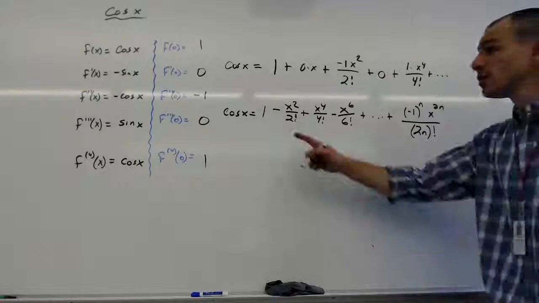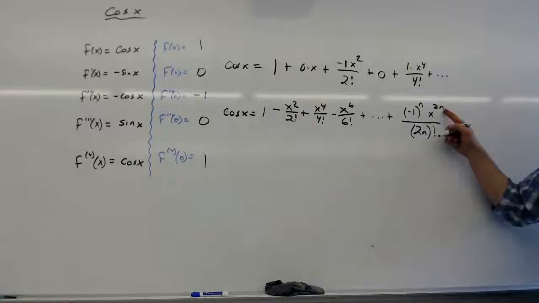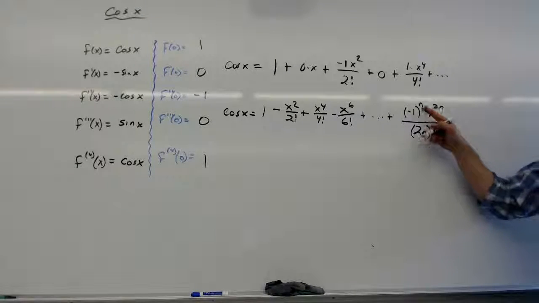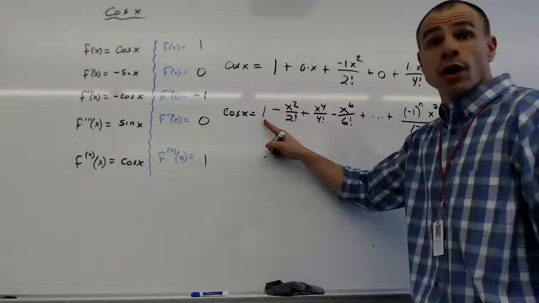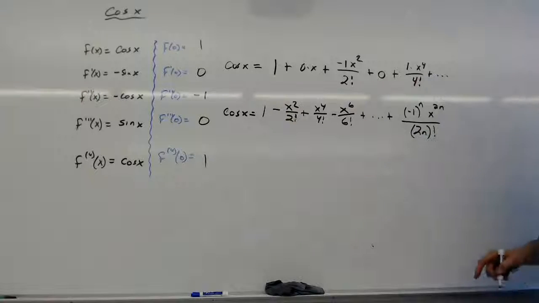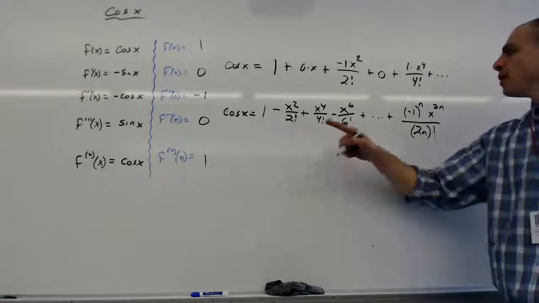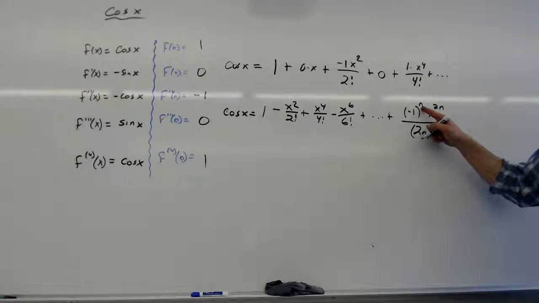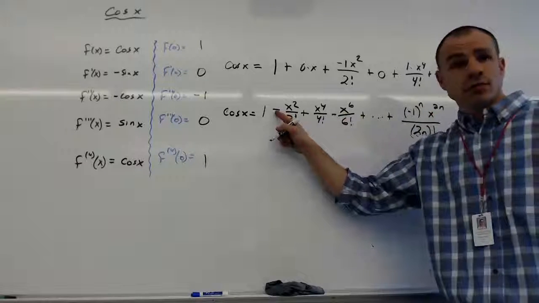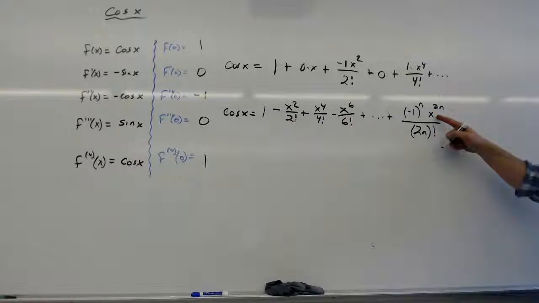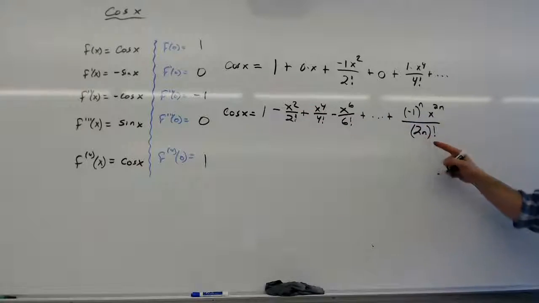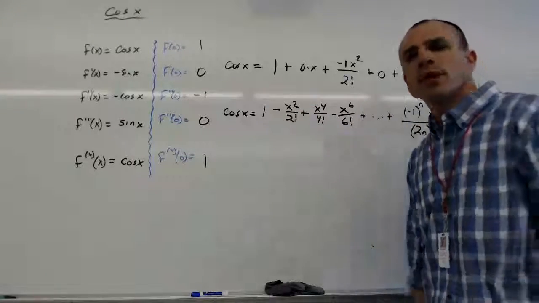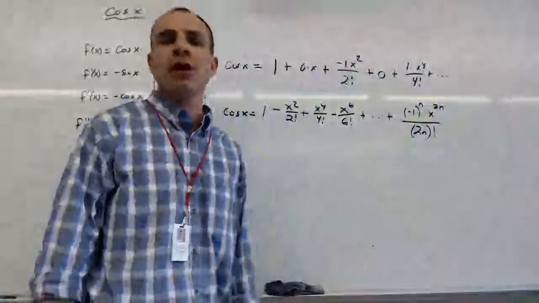So when we plug in 0, x to the 0 is 1, 0 factorial is 1, negative 1 to the 0 is 1, 1 times 1 times 1 gives us 1. When n is 1, we have negative 1 to the first power, which is a negative value, so it matches our minus. Then we have x to the 2 times 1, or x squared, and then 2 times 1 factorial, 2 factorial. And that will continue on and match the way that we need it to.